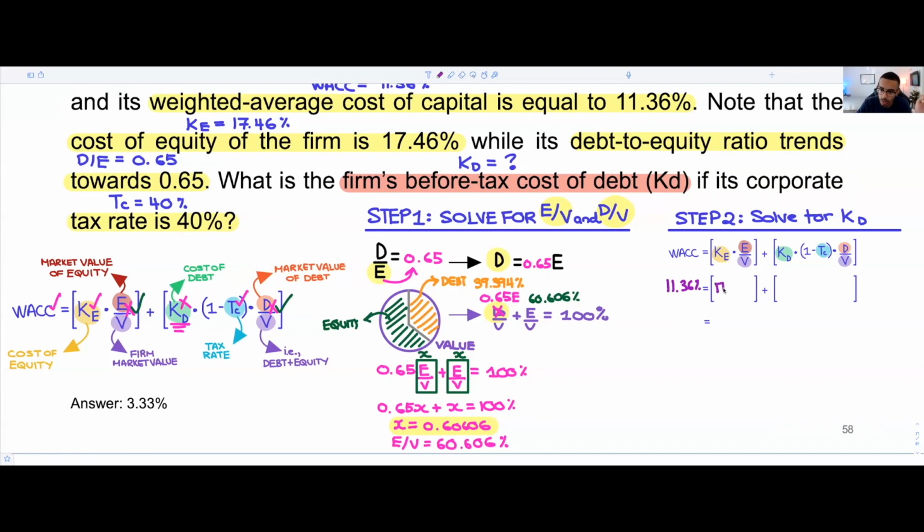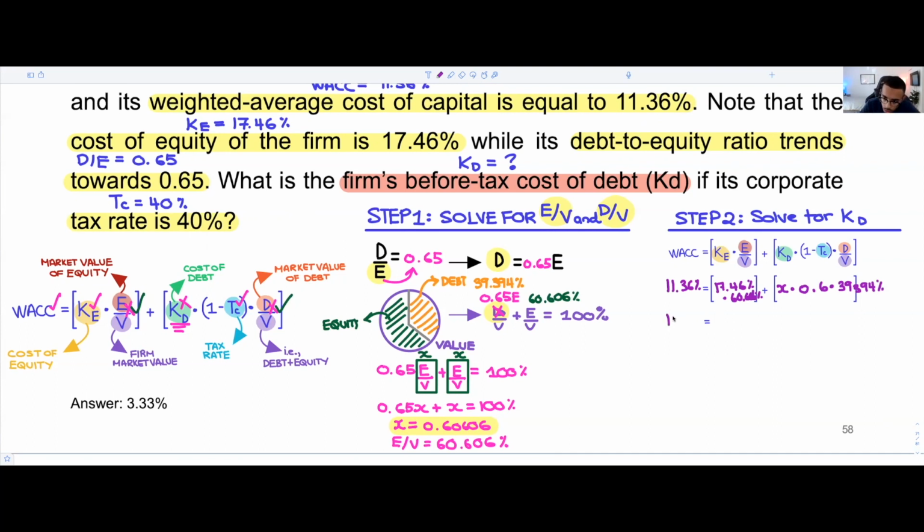Your cost of equity is equal to 17.46%, and that's going to be multiplied by essentially 60.606%. I'm sorry that that's ugly, but I don't have a lot of space. And then we have our cost of debt, which is what we're solving for. So we could say x multiplied by 1 minus 40, which is what we're going to call simply 0.6 times 39.394%. And we're going to solve for the missing variable.